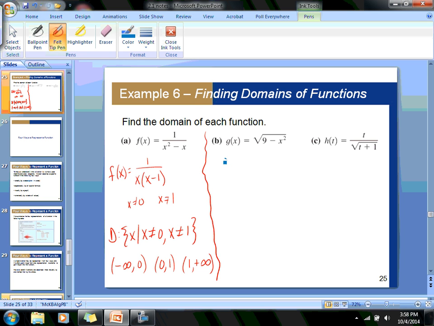So I'm going to start by taking the 9 minus x squared and setting it greater than or equal to 0. That'll keep it positive if it's greater than or equal to 0. Then I'm going to solve. So I'm going to move the 9 over to the other side, divide by a -1, and remember that's going to flip my inequality sign around. And then I'm going to take the square root.